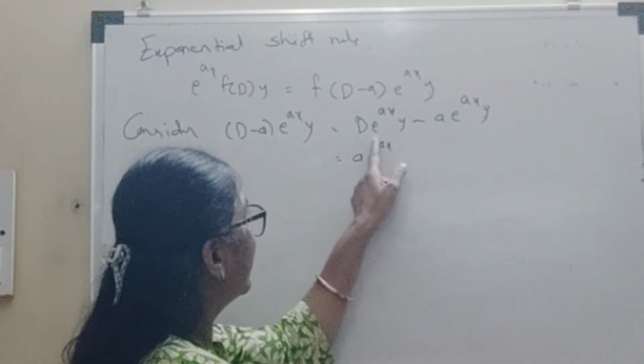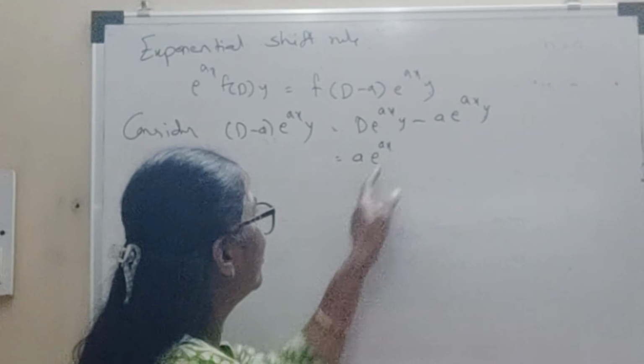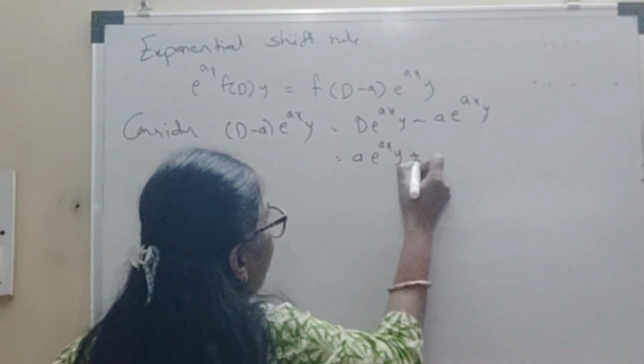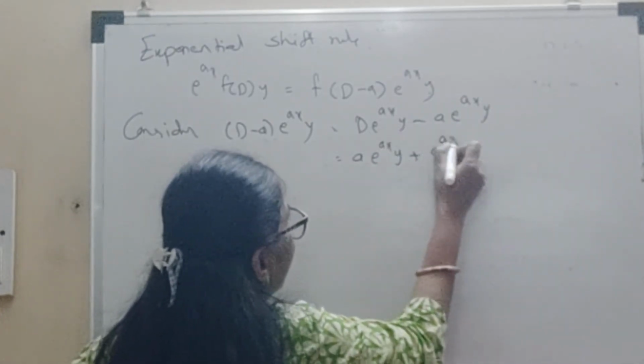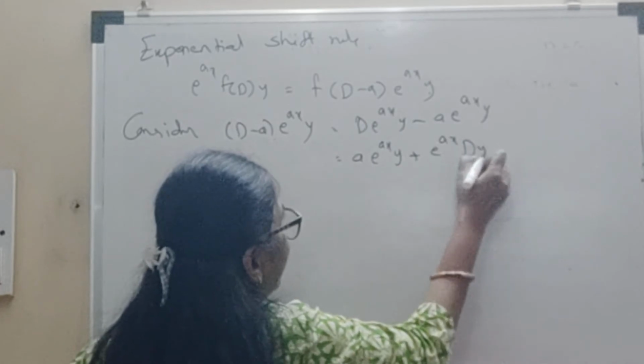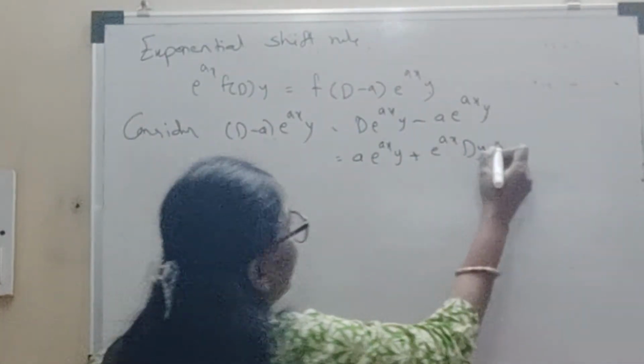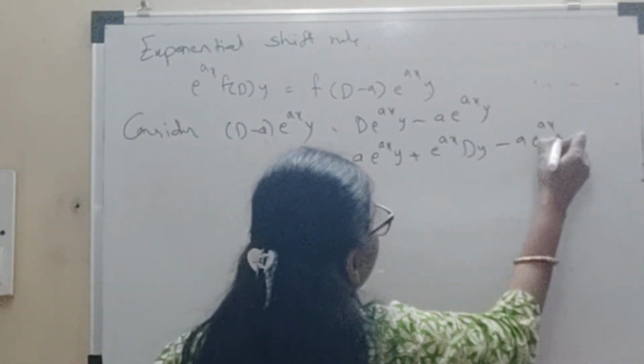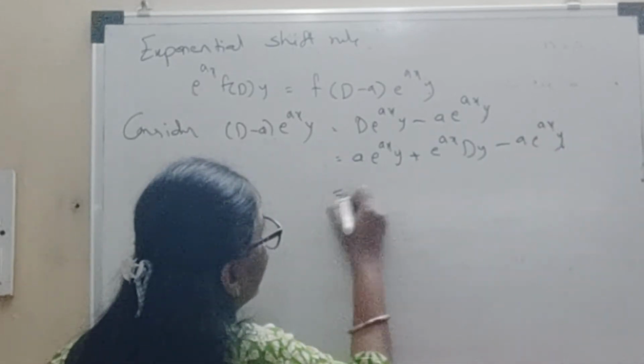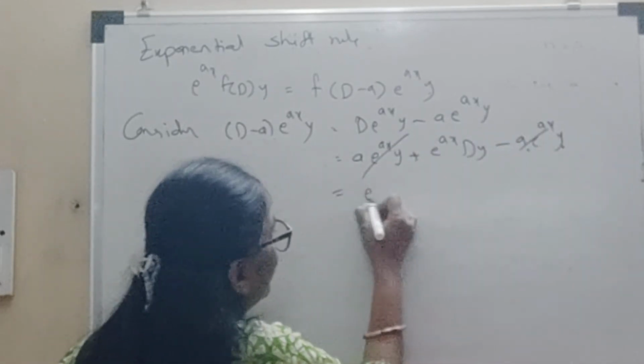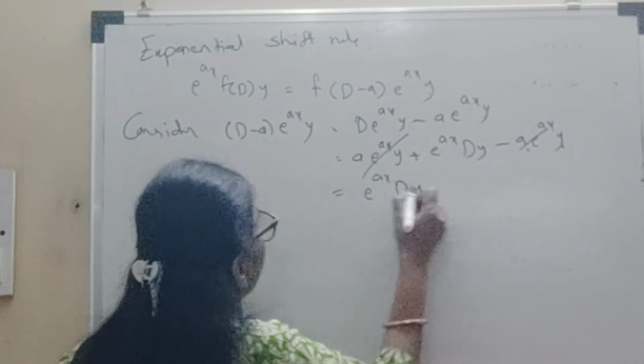So we apply the product rule. First of all, the derivative of e^(ax) is a·e^(ax), with y constant, plus, now e^(ax) is constant, the derivative of y, we say Dy, minus a·e^(ax)·y. So this term gets cancelled and we have e^(ax)·Dy.